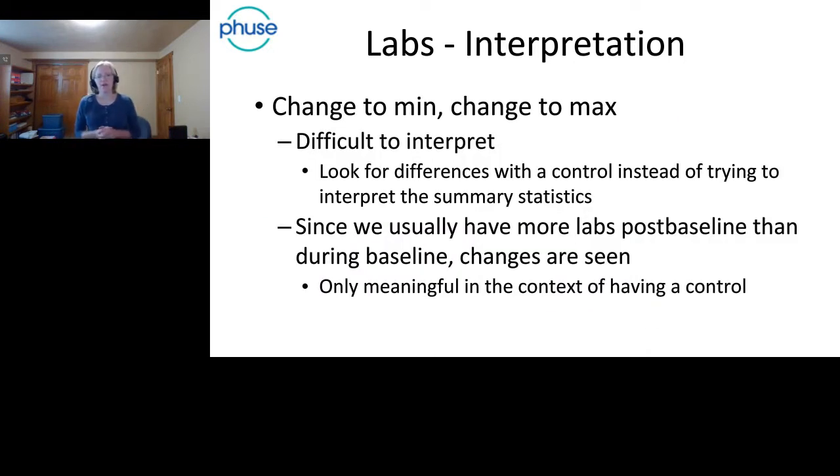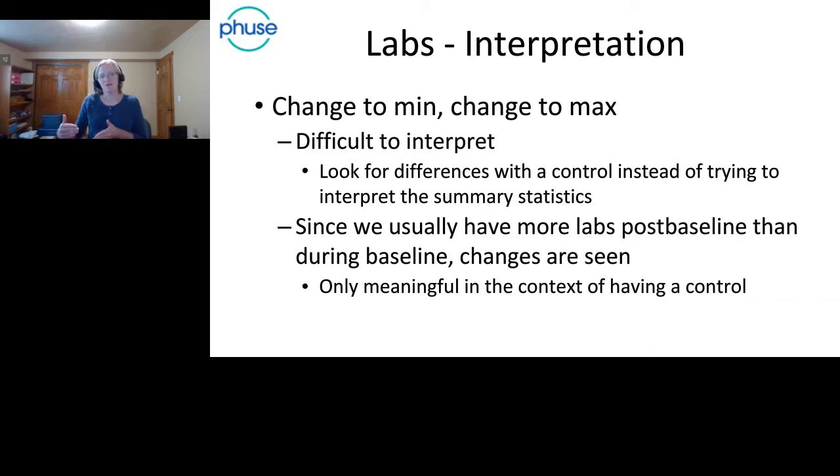Okay, so other parts of lab interpretation to be aware of. We do like changes to min and changes to max. However, we like that for signal detection purposes, just to see if you have differences from placebo. But actually taking that data and turning it into a meaningful statement is not that useful. Because you usually have just a couple of baseline values and a lot of post-baseline values, and you're taking mins and maxes across a whole lot of times in which you measured labs.